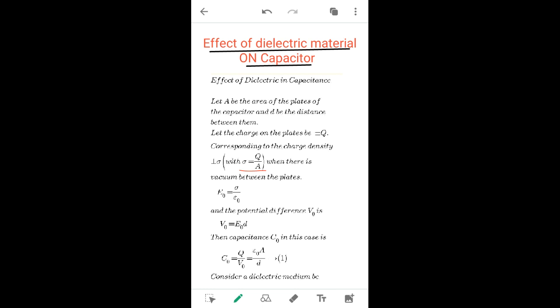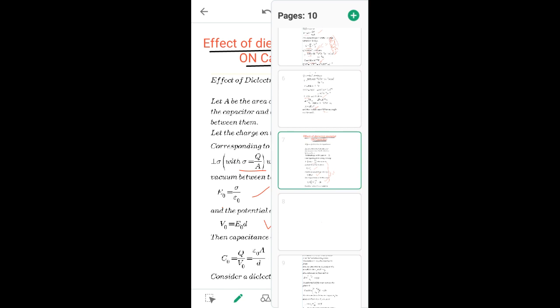The electric field E naught is equal to sigma by epsilon naught, and also we will consider the potential difference between the two plates, that is V naught equal to E naught D. Then what is the capacitance? Q by V naught, and hence we get epsilon naught A by D. So these are the electric field, potential difference and capacitance in a vacuum. Now if we insert a dielectric medium completely between the two plates, we will see what happens.